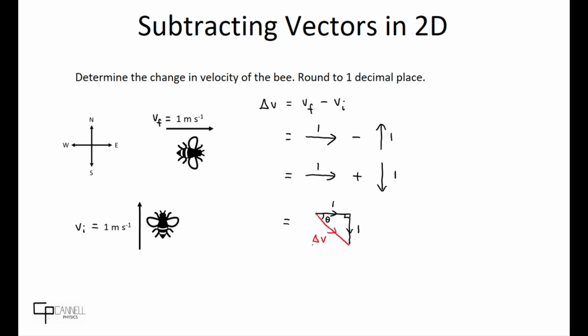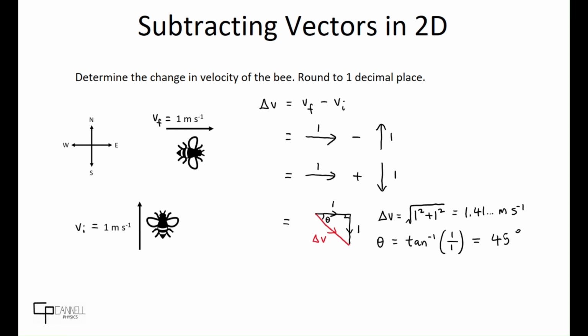Now it is clear that the magnitude of this change in velocity is the hypotenuse of this triangle. So 1.41 etc. meters per second. And theta is going to equal the inverse tan of 1 over 1, or opposite over adjacent. So 45 degrees. And 45 degrees makes sense because both of these lengths are the same.